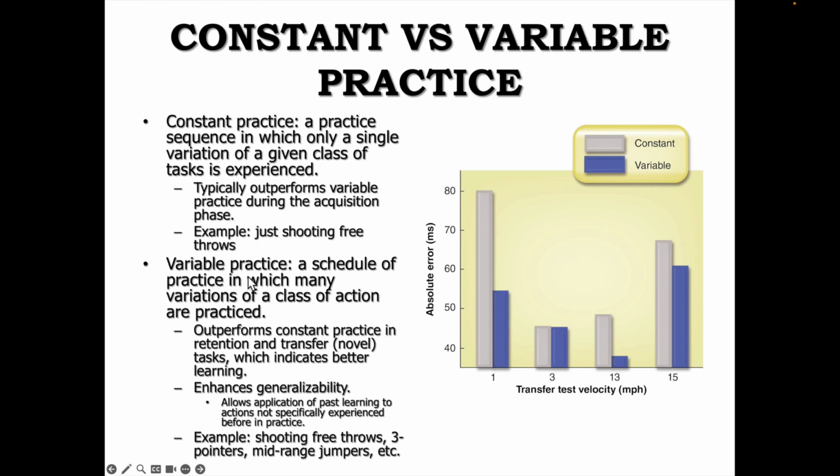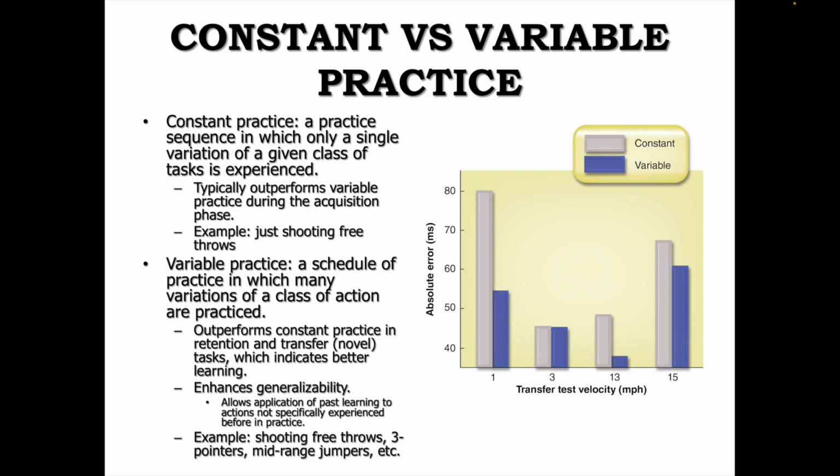Now, variable practice, unlike constant practice where only a single variation of a particular task is given, is where many different variations of a particular skill are given. This variable practice is going to be much better in both retention and transfer tasks, which means better learning will happen in the long run. This helps especially with generalizability, meaning that we can apply learning a skill to a variety of different situations or scenarios.